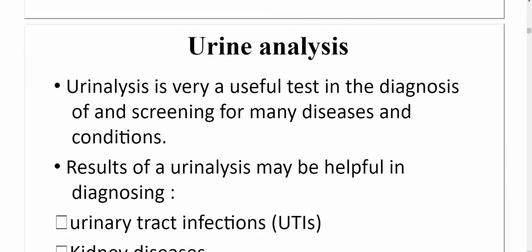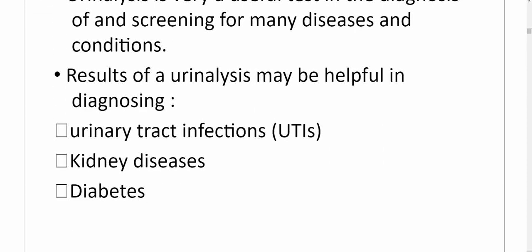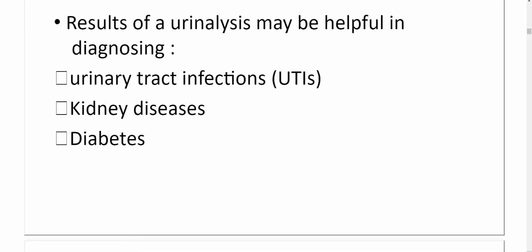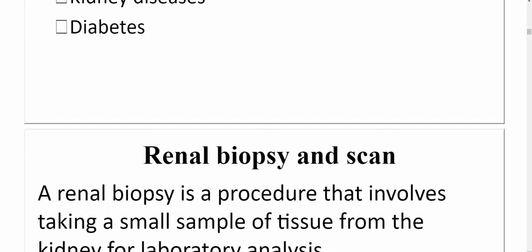Urine analysis, or urinalysis, is a very useful test in diagnosis and screening for many diseases and conditions, and even pregnancy is one of them. So the results of urinalysis may help in diagnosing urinary tract infections, that is UTIs, kidney diseases, and diabetes as well. Renal biopsy is another one, and we shall check on this also.